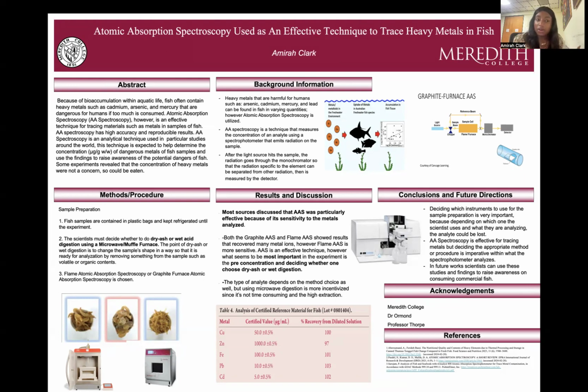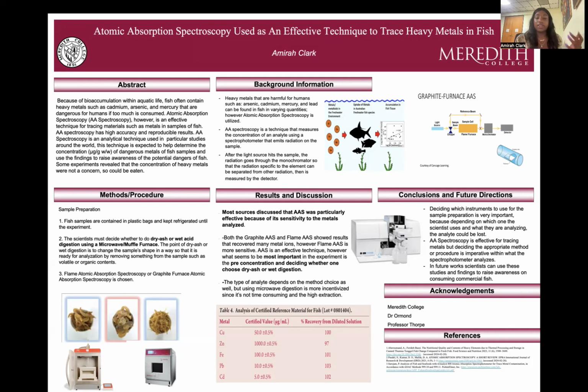Because of something called bioaccumulation, fish often contain heavy metals such as cadmium, arsenic, and mercury within their environments, and this can also be caused by the outside environment and pollution. It's very dangerous for humans if too much is consumed. However, we have a technique called atomic absorption spectroscopy that is used for tracing metals.